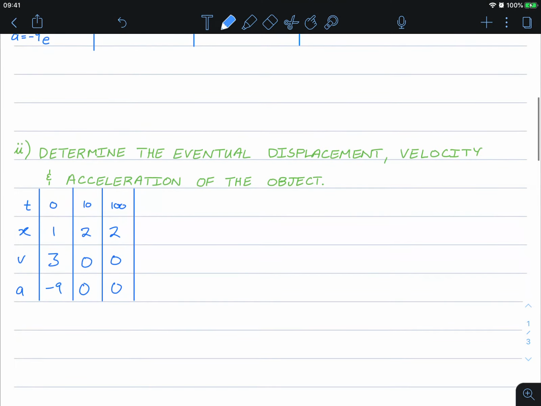So determine the eventual displacement, velocity, and acceleration of the object. We can say as t approaches infinity, x approaches 2, the velocity approaches 0, and acceleration approaches 0 as well.